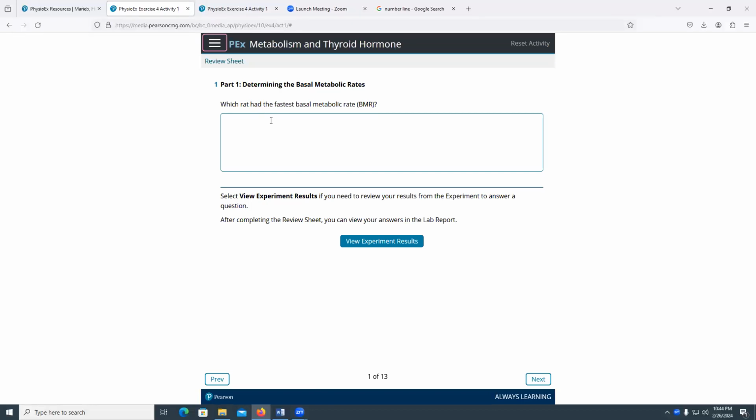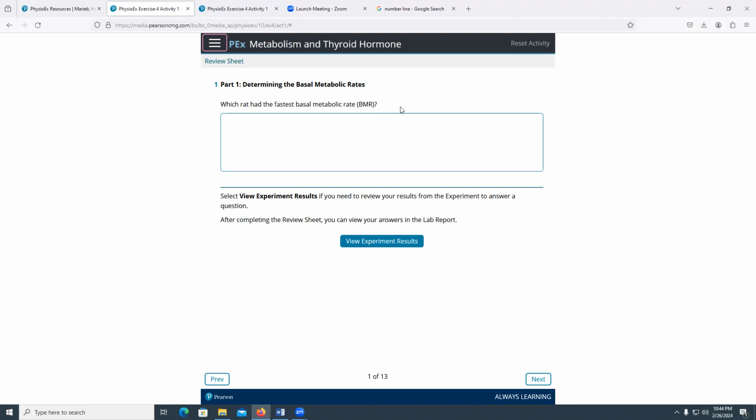So we have already finished the experiment and we answered the questions for the pre and post lab. Now let's answer the activity 1, metabolism and thyroid hormones review sheet questions. Let's begin with part 1, determining the basal metabolic rate. The first question is, which rat had the fastest basal metabolic rate?